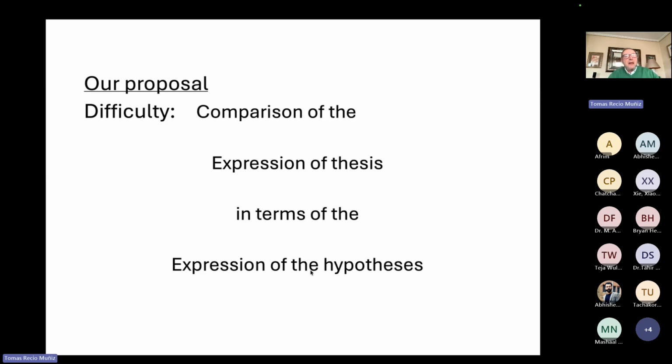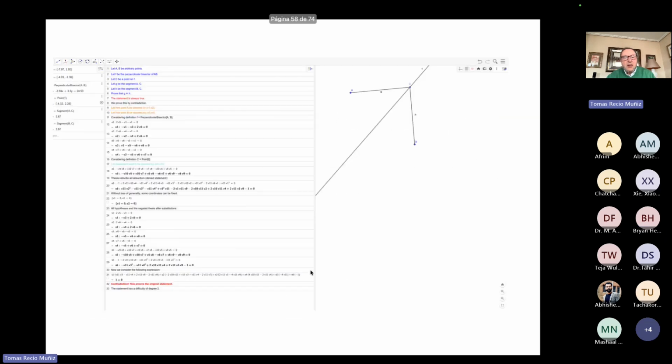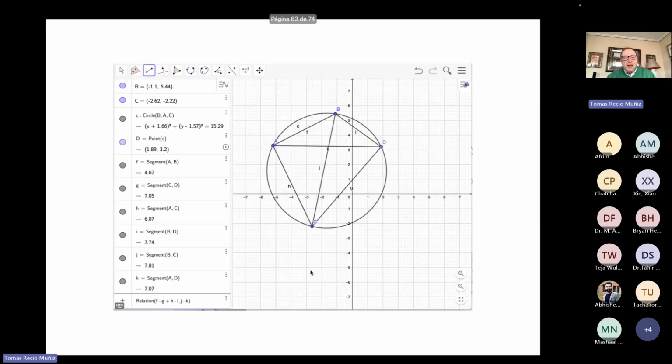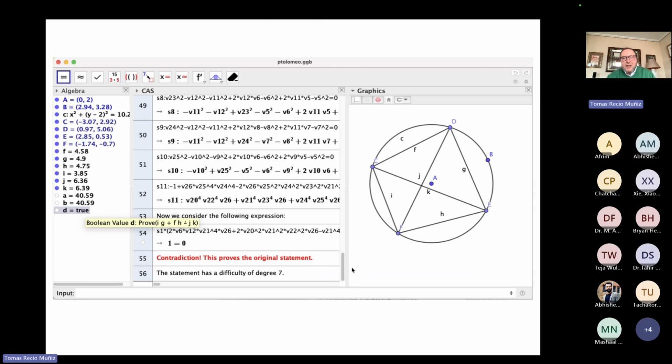If I have a statement which has very complicated hypothesis, but the thesis is very simple, this must probably be a very interesting theorem. So the importance is the comparison between the expression of the thesis and the expression of the hypothesis. I am not going to go into details because this is perhaps too complicated. Here you have Ptolemy's statement I told you before, which has difficulty of degree 7.